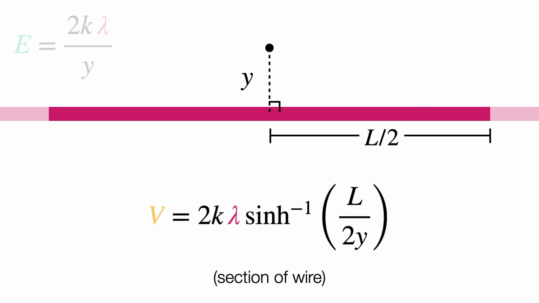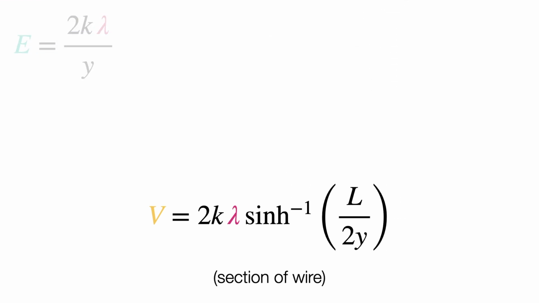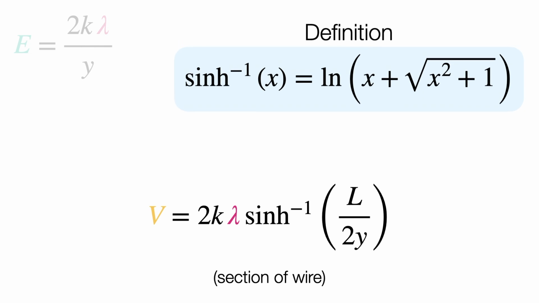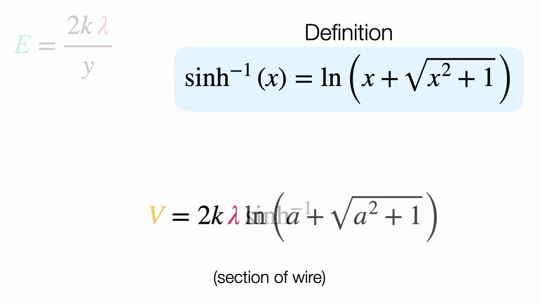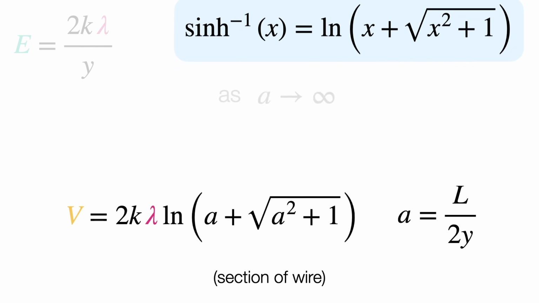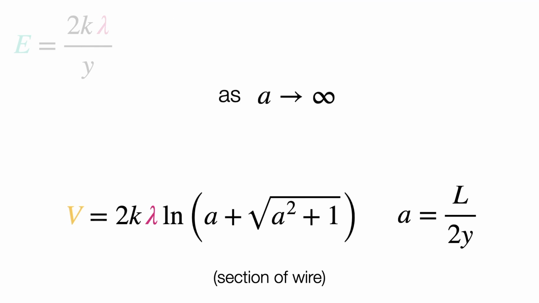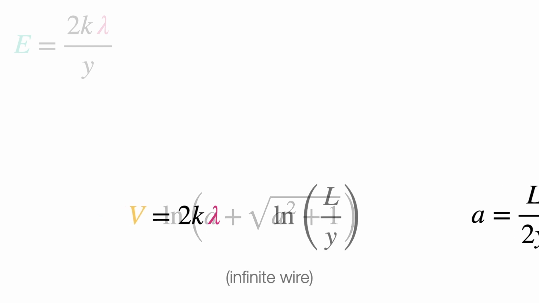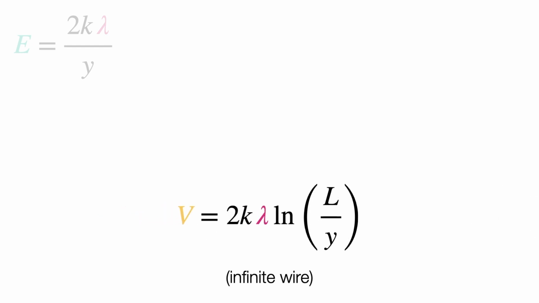The inverse hyperbolic sine function might look a little scary, but it's really just a natural logarithm in disguise. In our case, the argument is L over 2y, so we can write the potential like this, where I'm just using a to make it look a bit cleaner. Remember what we're really interested in though, is the limit when L becomes huge compared to y, meaning a goes to infinity. A squared then completely swamps the 1, and the stuff in parentheses just acts like 2a. Putting back our original variables, we have that V equals 2kλ times the natural log of L over y.